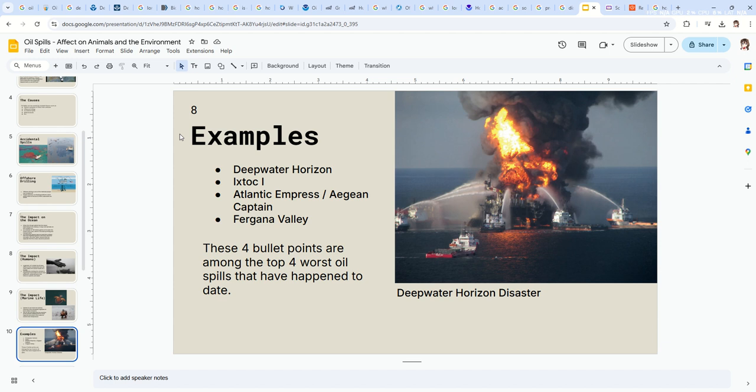For this example slide, these 4 bullet points are examples of some of the worst oil spills that happened to date. The picture shown on the right shows the after effects of the Deepwater Horizon disaster, which I explained in the beginning. Deepwater Horizon is known to be the worst oil spill. Not only did the spill take the lives of 11 people, but it also leaked over 100 million gallons of oil into the ocean.